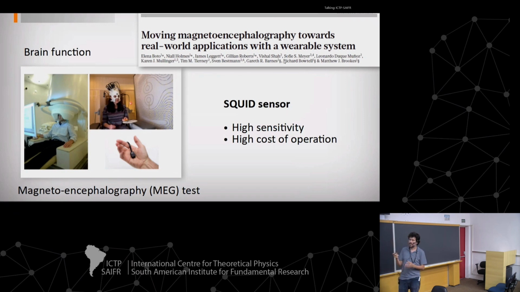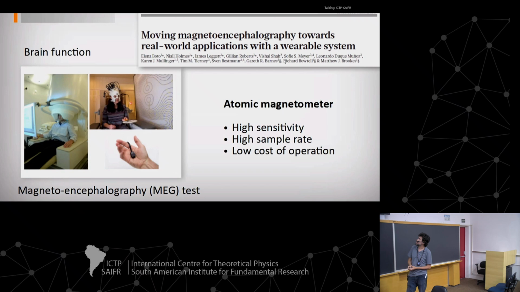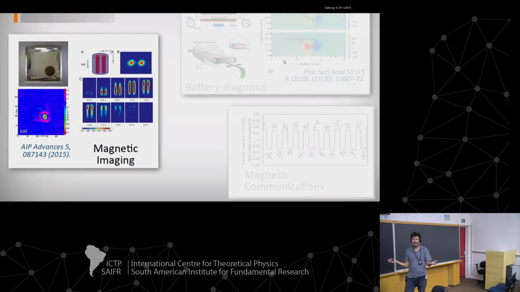With this kind of sensor, we can reach femtotesla sensitivity, and it has been shown that it can actually go down to sub-femtotesla sensitivity. So you can do this kind of test, and there is no cost of operation compared to what you find with SQUID sensors. You also have a very high sample rate for detection and high sensitivity. So this was one of the main applications that really attracted the attention of researchers.